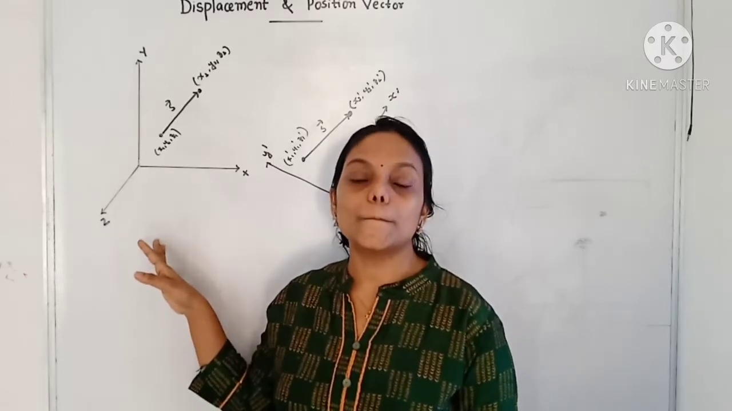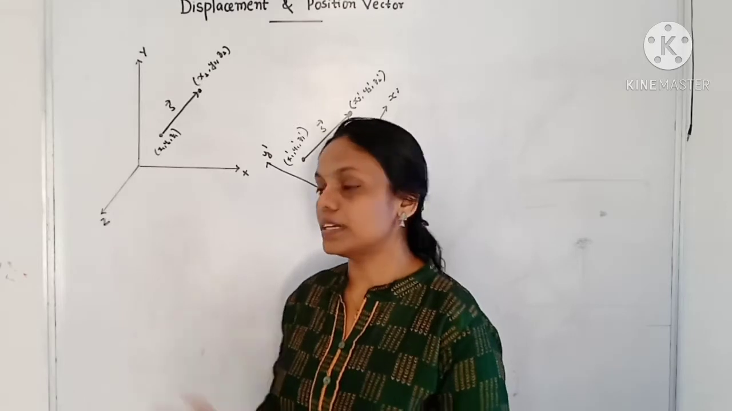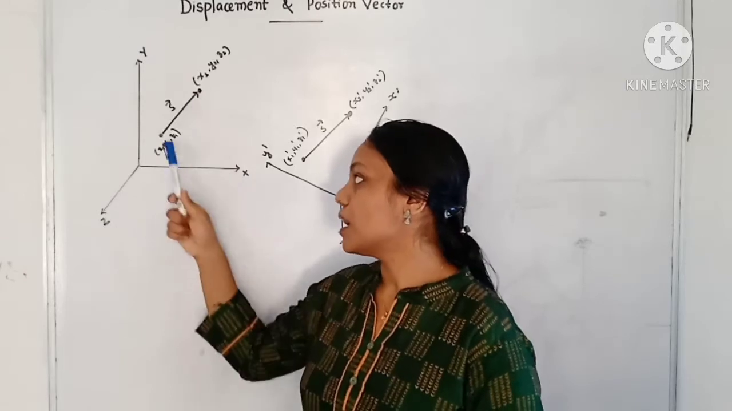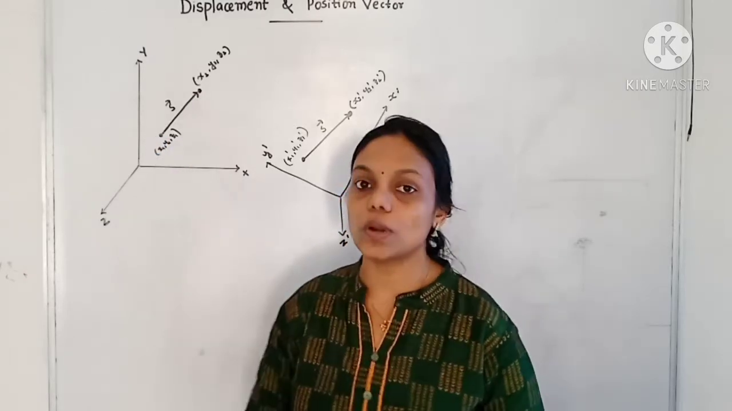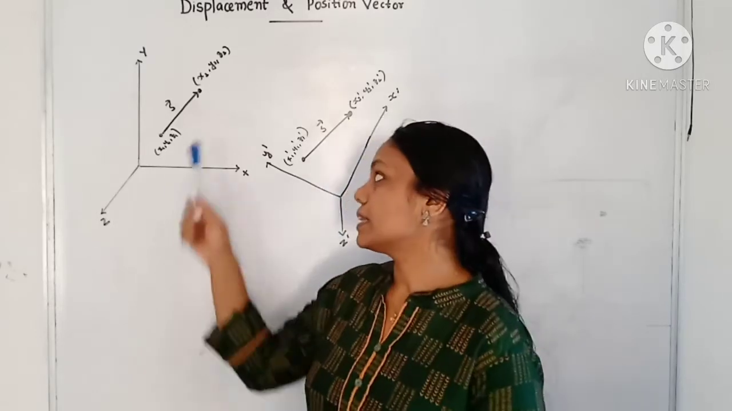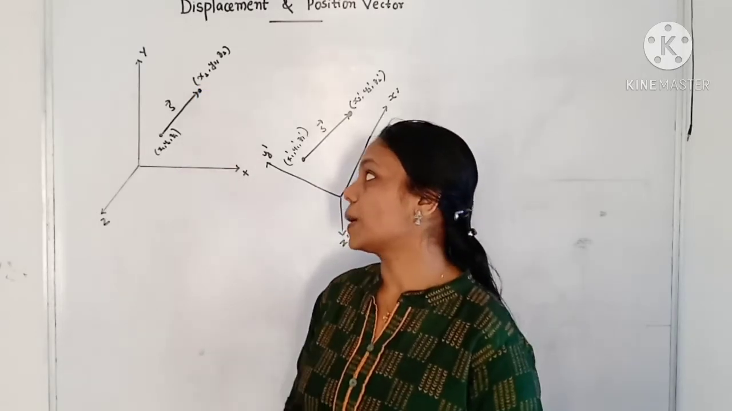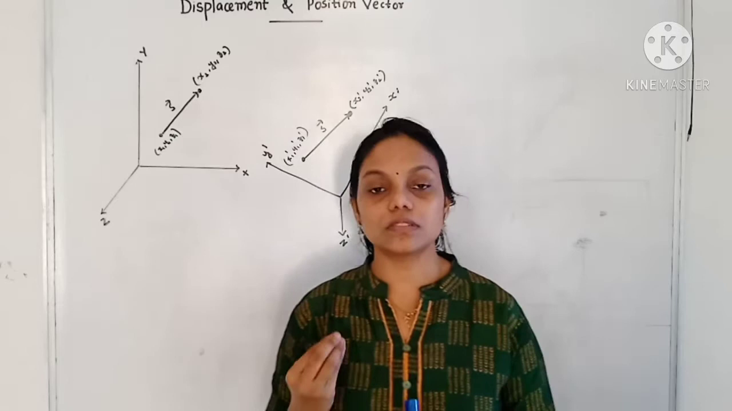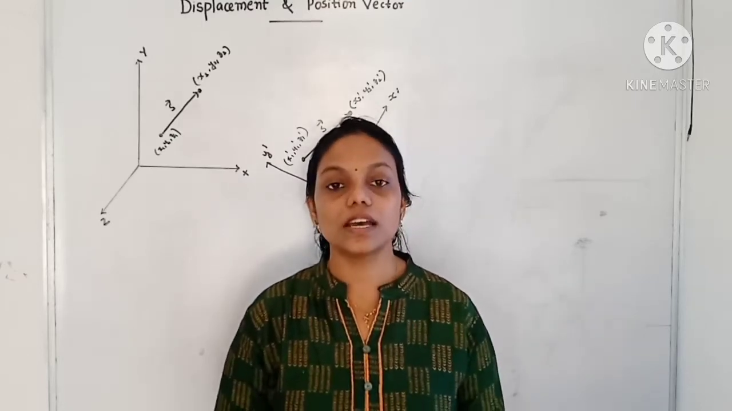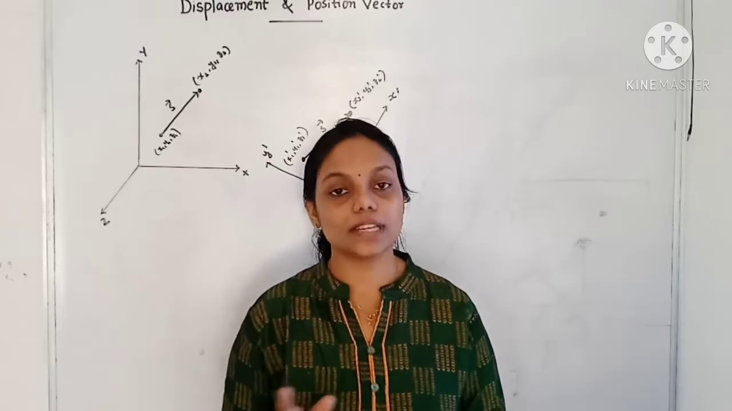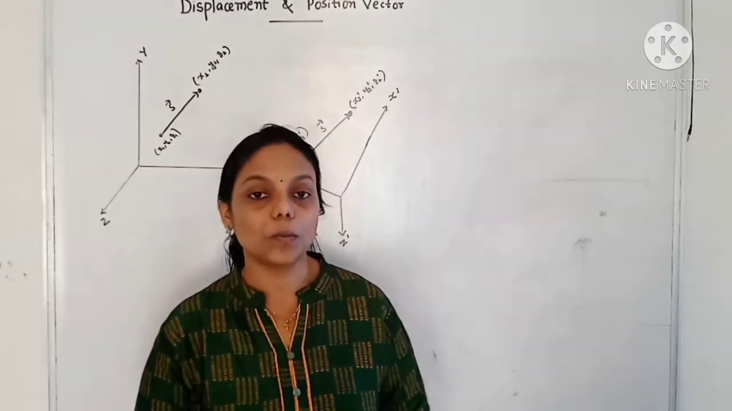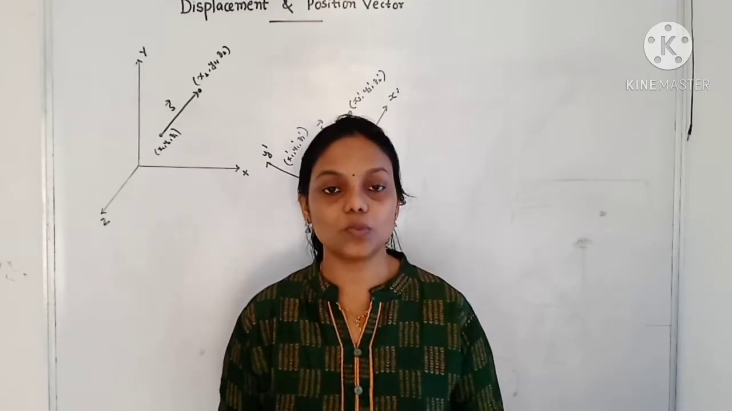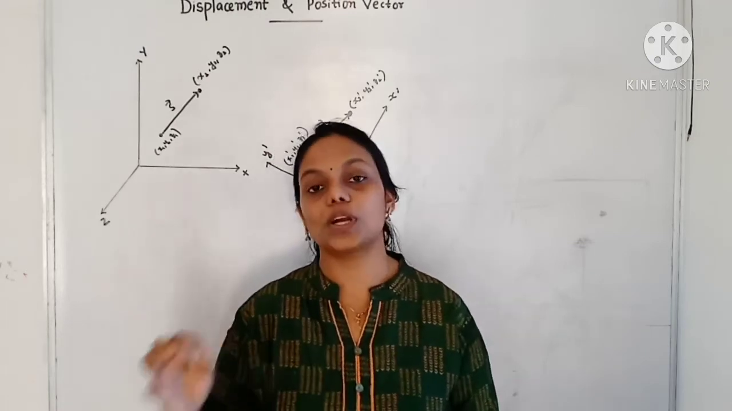3-dimensional Cartesian coordinate system, x, y, z axes, and here you can see 2 points. Here you can see a point which has coordinates x1, y1 and z1, and this point has coordinates x2, y2 and z2. The point x1, y1, z1 represents a point, and x2, y2, z2 represents another point. So we can say it like this: the point x1, y1, z1 is moved to another point x2, y2, z2.